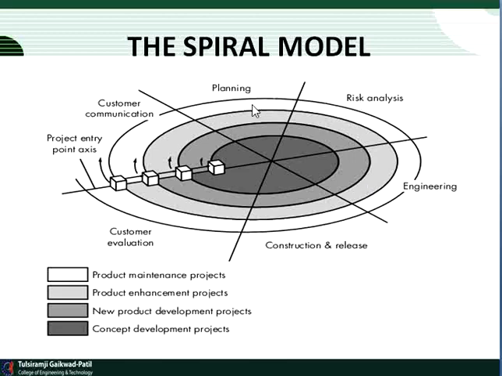There are phases available in this spiral model: customer communication, planning, risk analysis, engineering, construction and release, customer evaluation, and the project entry point axis. While we enter into the implementation process, first of all there is communication with the customer. This is the first phase, where requirements gathering is done. In this phase we are gathering all the requirements of the customer.